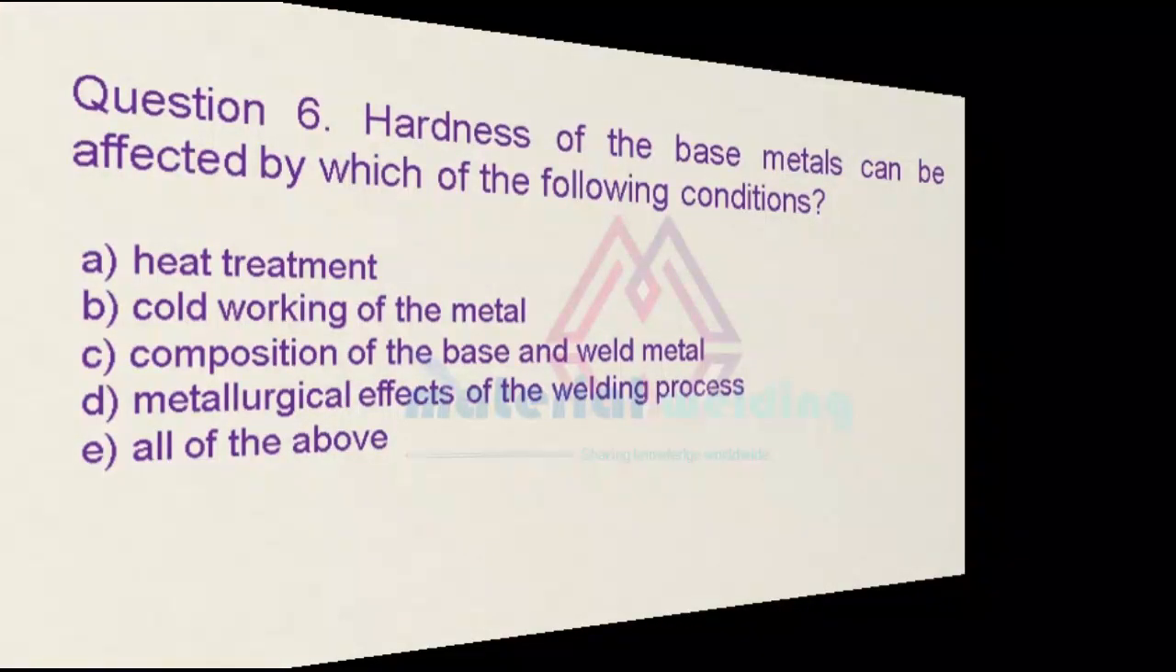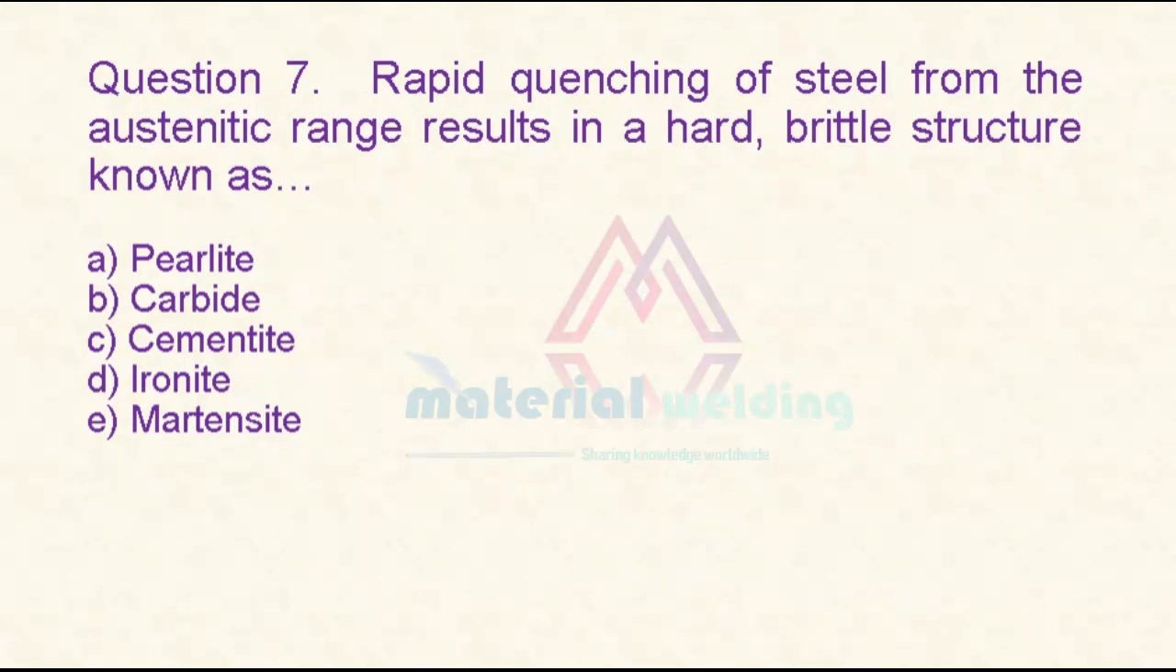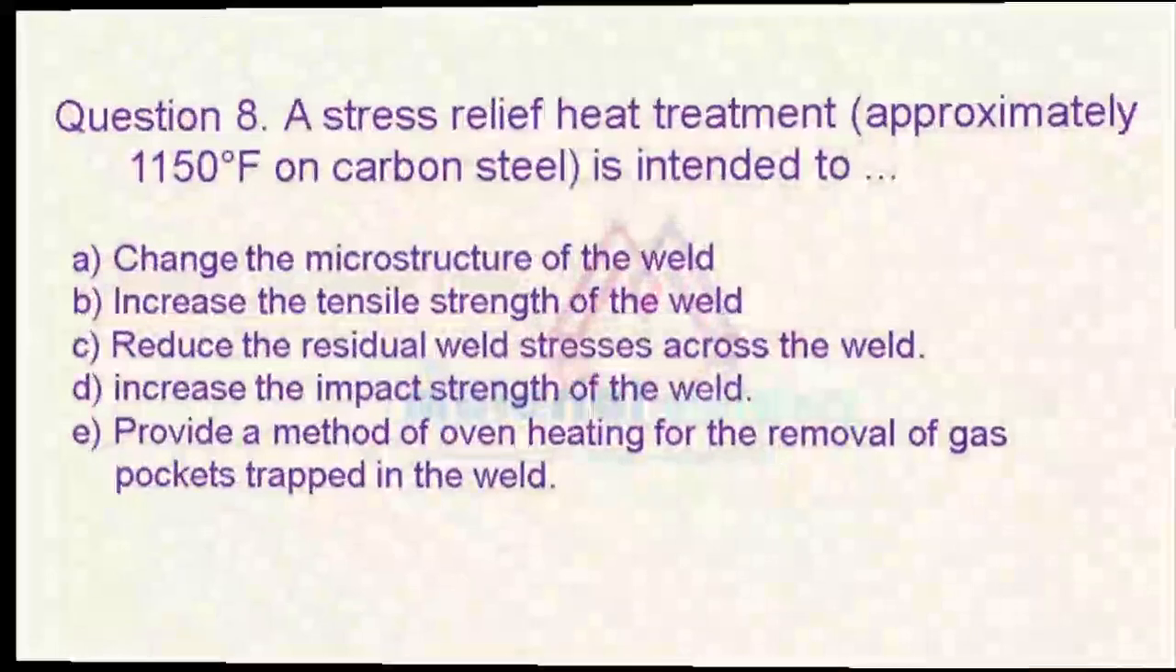Question 7. Rapid quenching of steel from the austenitic range results in a hard, brittle structure known as: A. Pearlite. B. Carbide. C. Cementite. D. Ironite. E. Martensite.